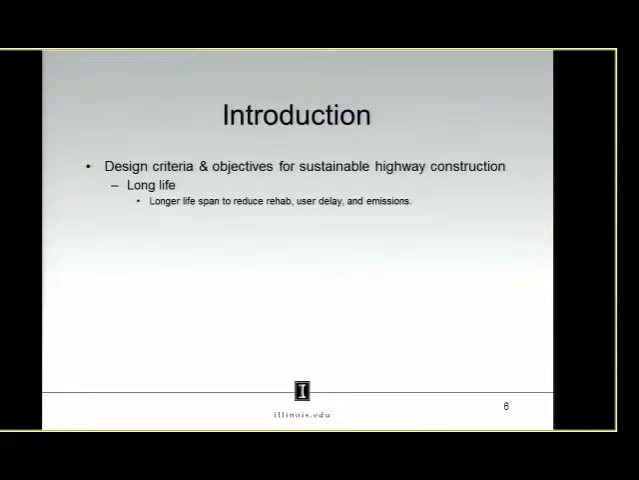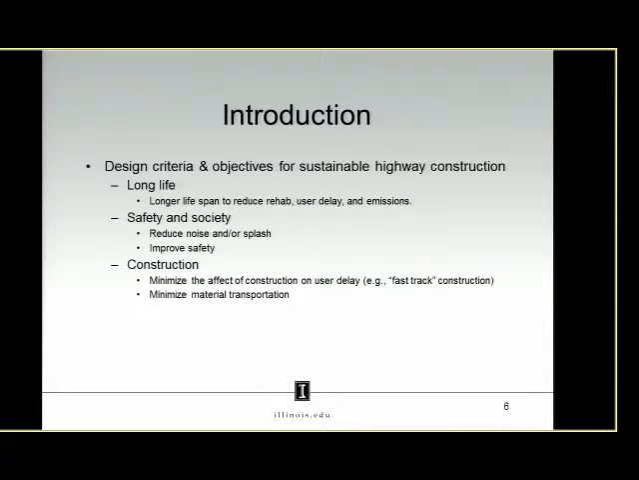So to give you an introduction to some of the objectives and criteria that you can have for sustainable highway construction: you could design a reconstruction plan just for longer life. Maybe you want to reduce the rehab, user delay, and emissions associated with having to reconstruct a road multiple times. You can have safety and society concerns. You can reduce the noise or splash and improve the safety. One of the big ones is construction. Maybe you want to minimize the effect of construction delay on users, or you can minimize the material transportation. As I mentioned earlier, material transportation is a huge problem, and it's a huge question that we need to solve just because of the amount of material that is being moved during these projects.